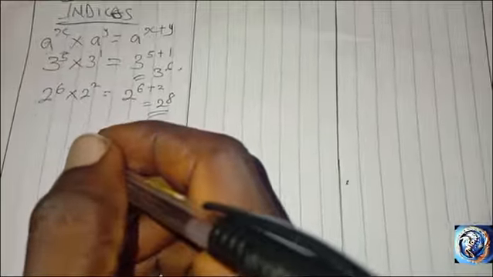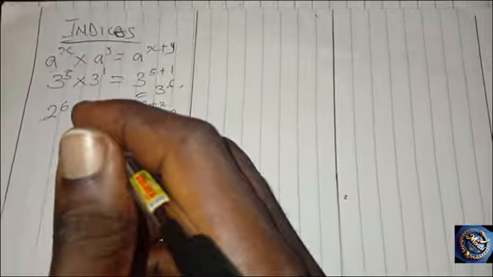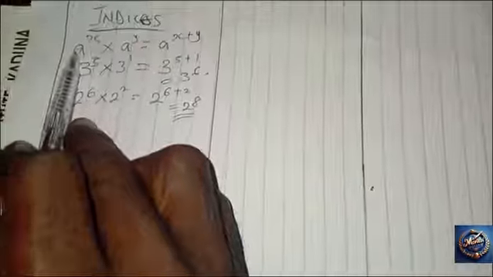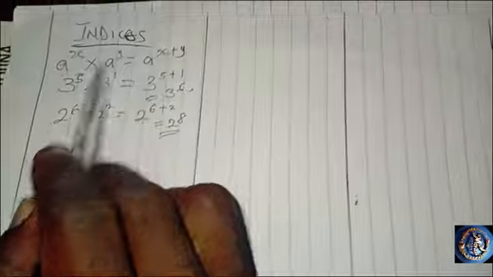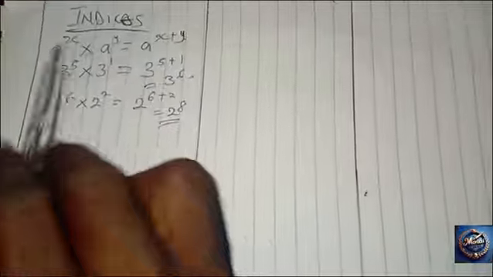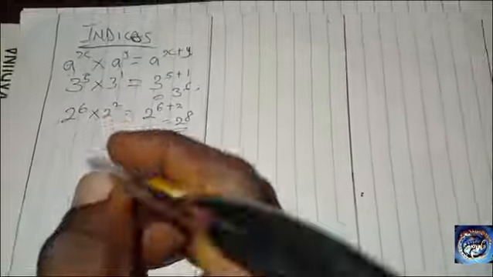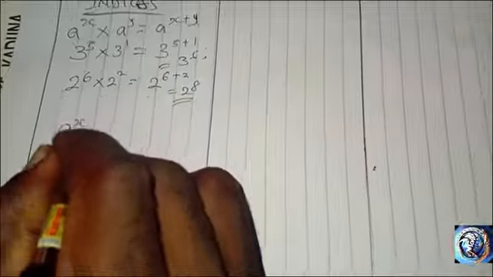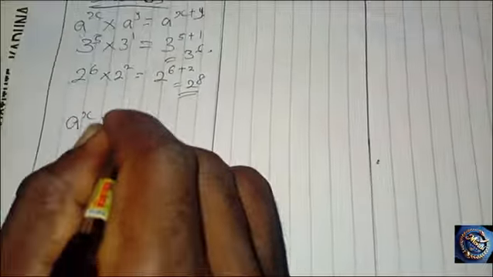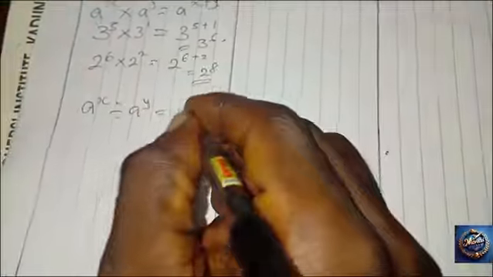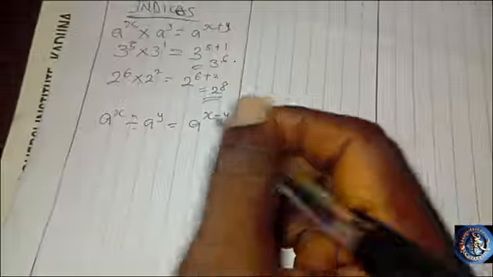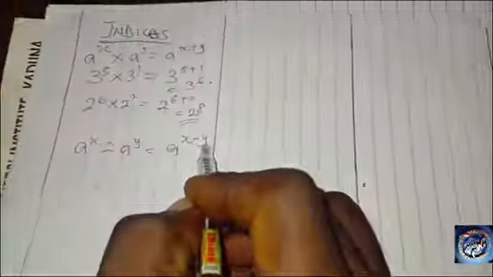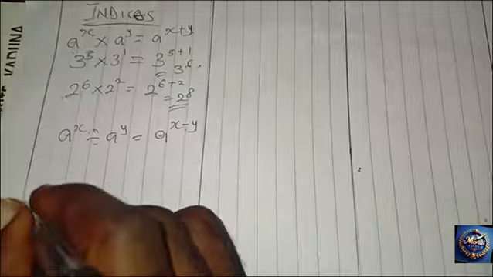Then we go to the second law, which is called the division law. We said if this is multiplication, the powers will be added, so far as they have the same base. So in the division law, if I have a raised to power x divided by a raised to power y, the answer will be a raised to power x minus y. That is what the division law says. Instead of being added, it will be subtracted.